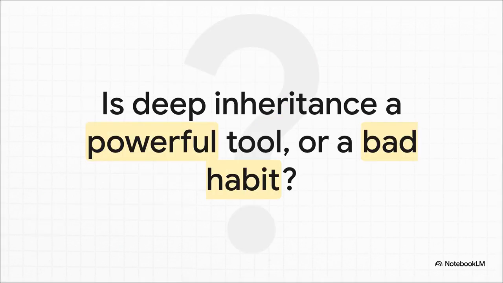Which leaves us with one last question to leave you with. After seeing all this, is a really deep inheritance hierarchy a sign of sophisticated design, or is it just kind of a bad habit? A relic that we've carried over into a modern language that gives us much better, much more Pythonic solutions. It's definitely something to ask yourself the next time you're about to type class, my class, some other class.